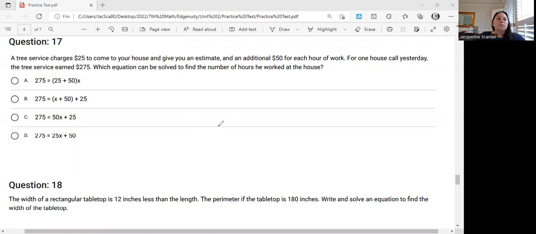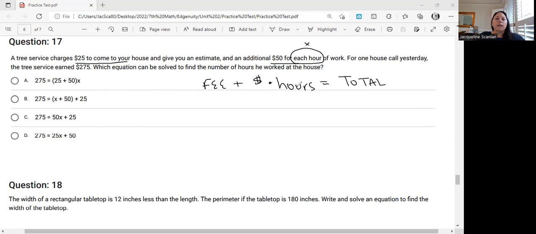All right, so this is very similar to a couple of the other problems that we've worked on. We've got an initial fee, $25 just to come out to the house. That's the initial fee. And he has to also charge $50 for each hour, per hour. Remember, each or per means multiply. So we have to pay a flat fee, and we have to pay dollars per times hour, however many hours he works. And that's going to give us our total amount of money that we have to pay.